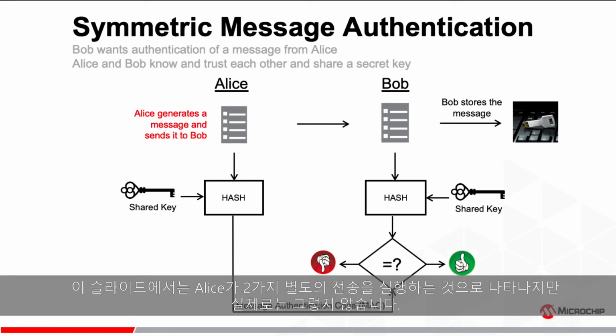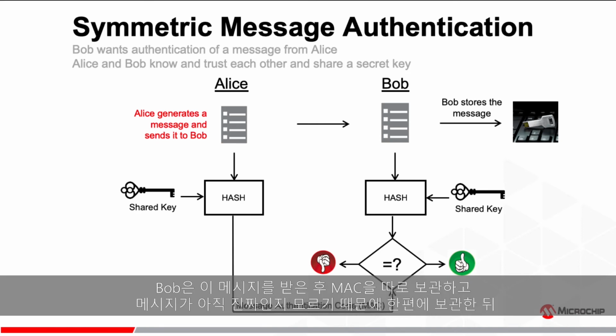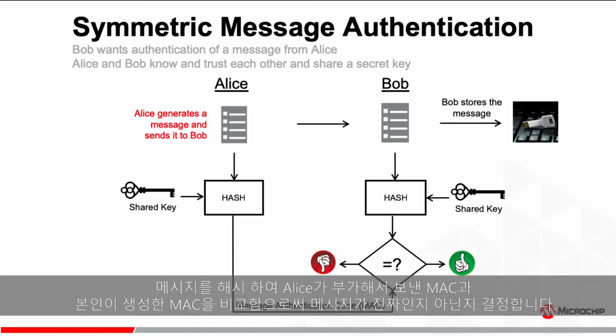Now, although this slide implies that Alice just did two separate transmissions, that's really not the case. In reality, what Alice would do is she would create the message, she would then create the MAC, she would append the MAC to the message, and send the whole thing to Bob in one transmission. Bob would receive that message, strip off the MAC, and store the message to the side because he doesn't know it's genuine yet. He would hash that message and then compare the MAC Alice appended and the MAC he just created and say yes or no, this is a message from Alice.